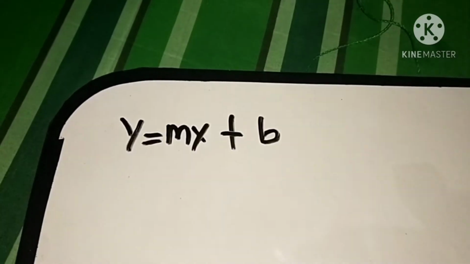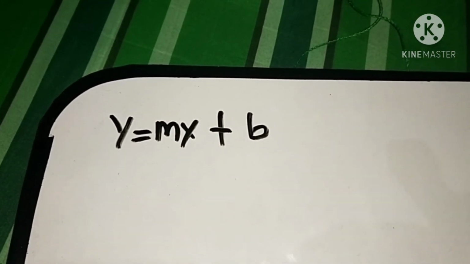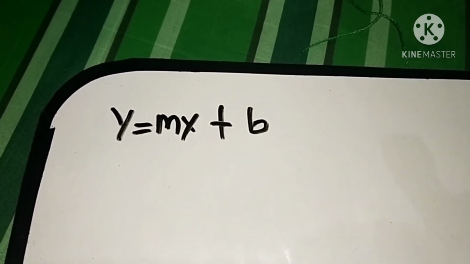In this video, I will show you how to determine the slope of a given linear equation. Let's start. What is slope? Slope is the steepness of the line. In order to find the slope, we need to use rise over run. For a linear equation, we use the slope-intercept form. So the m in mx represents the slope.